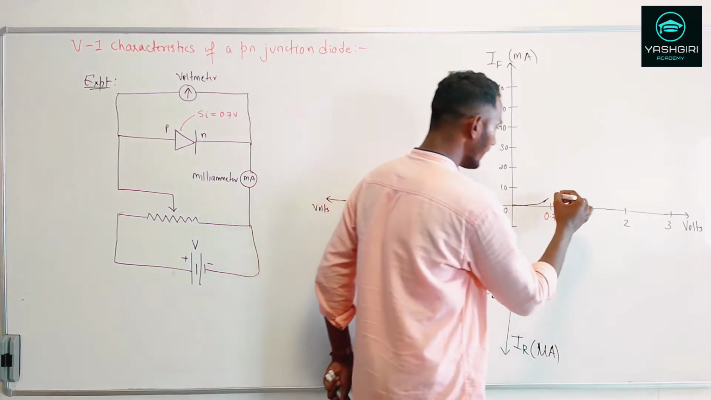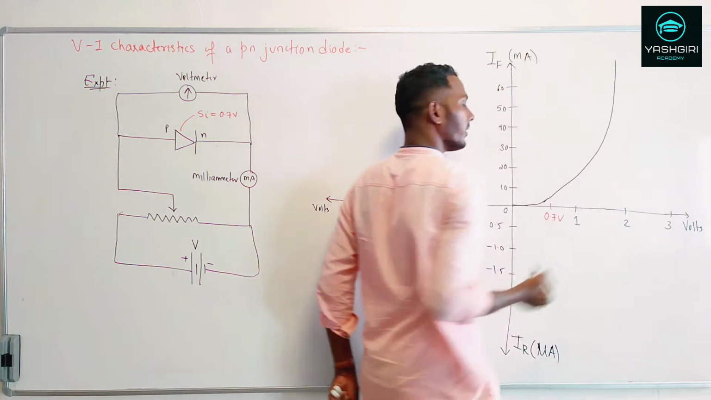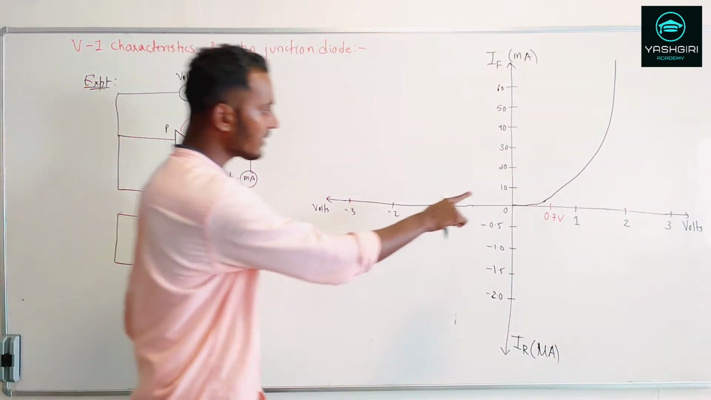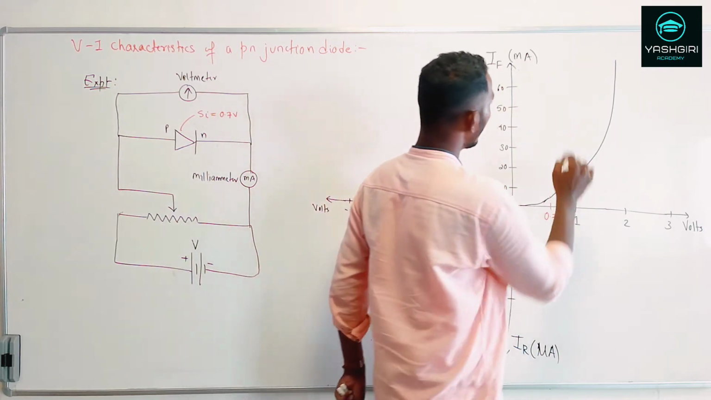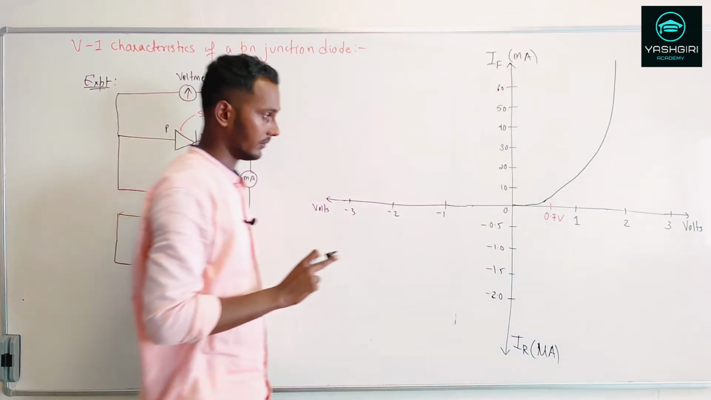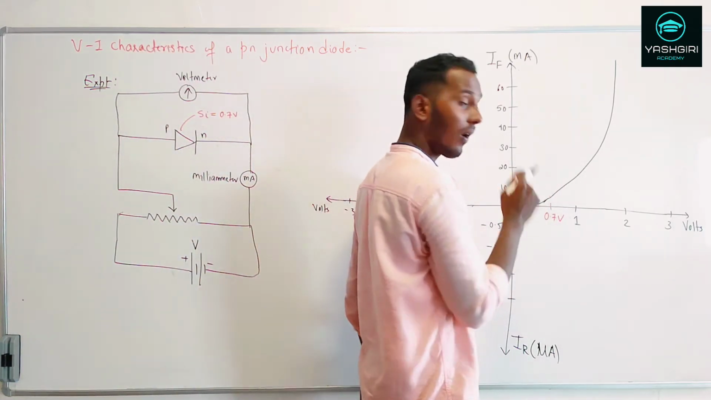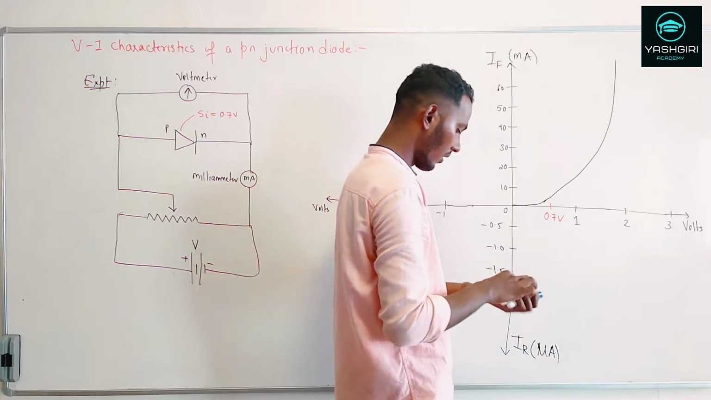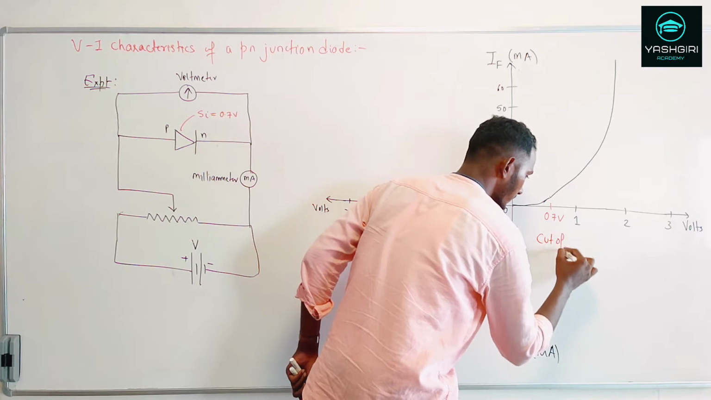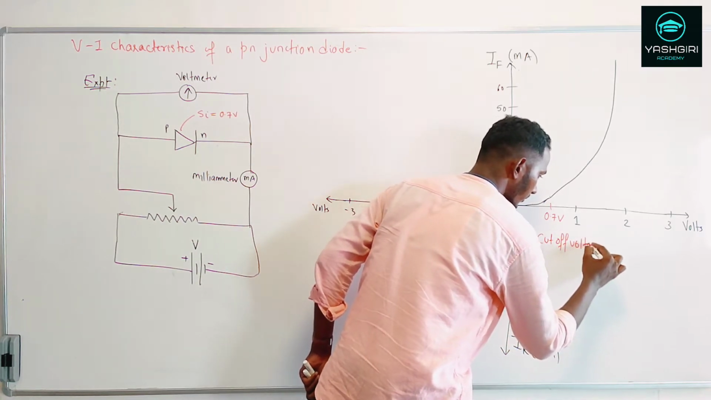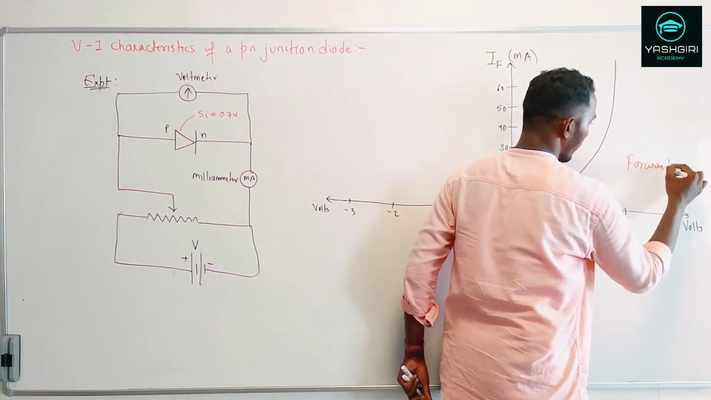So after that you will find that the current which is caused is due to the majority charge carriers. And after this 0.7 volt, there will be a rapid increase in the current, which is in the range of milliampere. And the point at which there is a rapid increase in the current, we call it a cut-in voltage, or else a cut-off voltage. So this is the case for forward biasing.